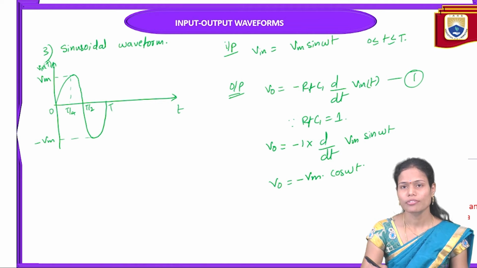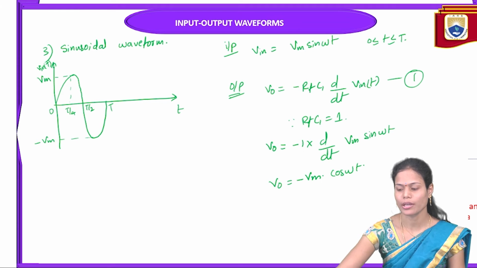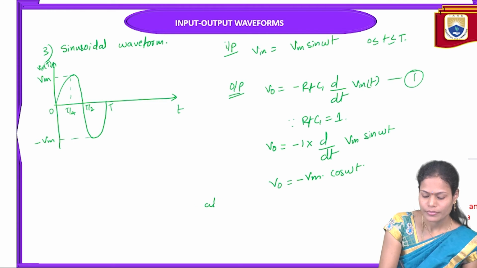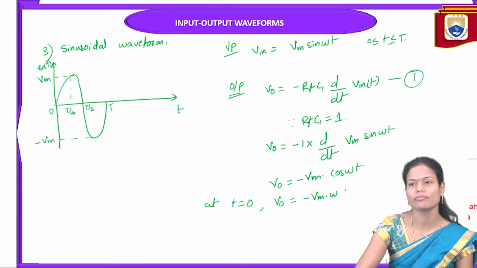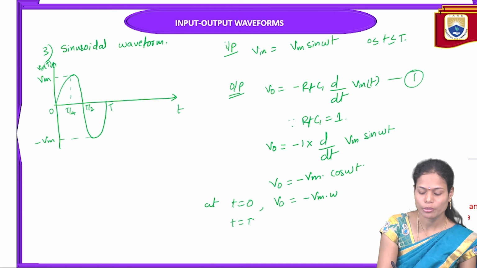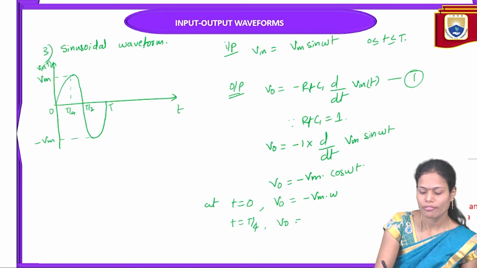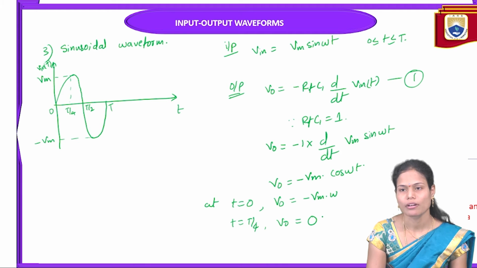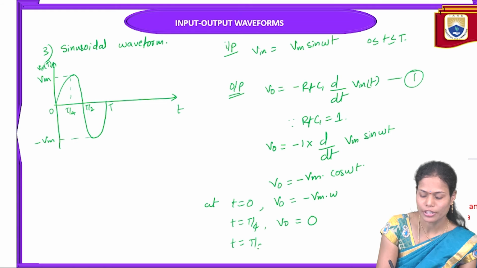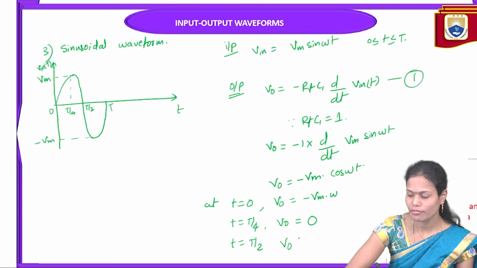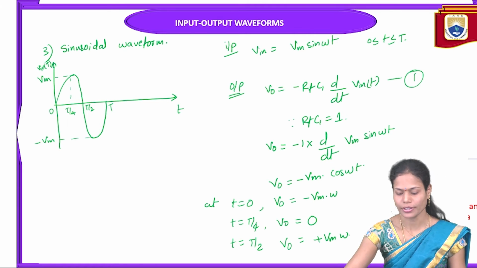Now we will check it for different time instants. At t equal to 0, what is my output voltage? At t equal to 0, cos 0 value is 1. So that's why it is minus Vm into omega we will get. And at t equal to T by 4, my V naught value is 0, because cos of T by 4 value is 0 here. And at t equal to T by 2, my V naught of t value is plus Vm into omega we will get here.